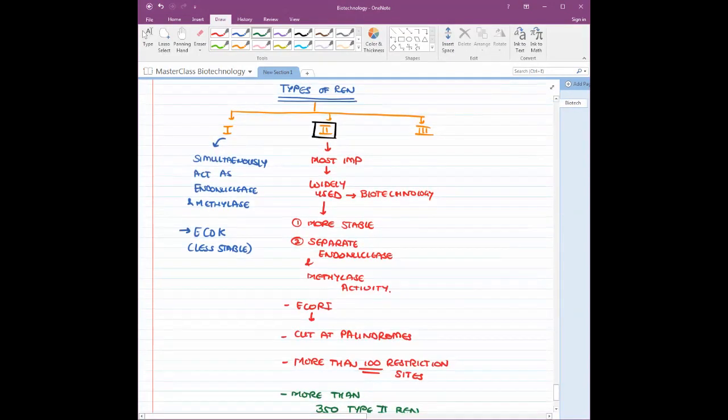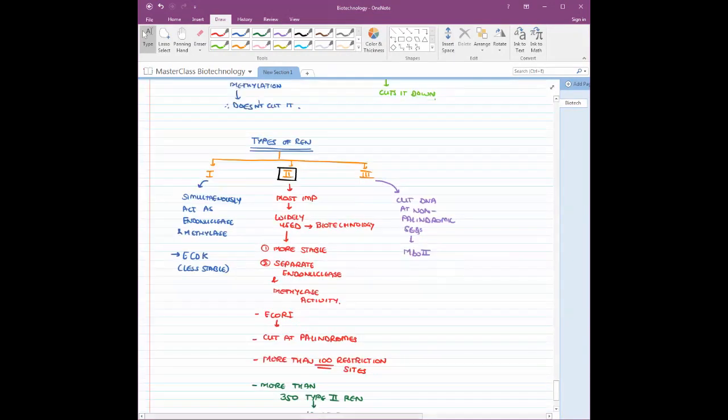Okay, and then the third thing, guys, that is your type 3, this is what we really don't want at all, guys, because they cut the DNA at any site, meaning at non-palindromic sites or sequences. Okay, so because of this, to control these things becomes a little difficult. Okay, and what is the example for this? It is your MPO2. This is it. So, guys, this is all what we needed to know with regards to your restriction endonucleases.